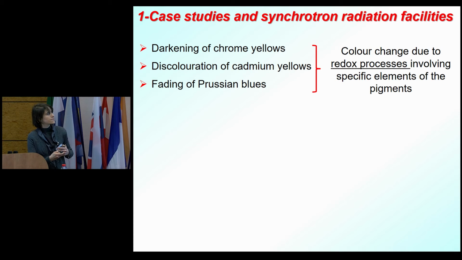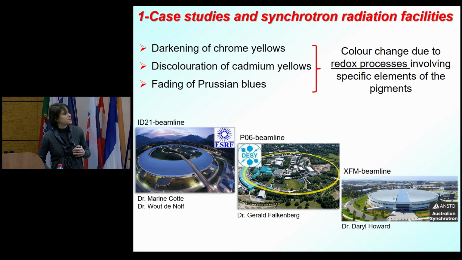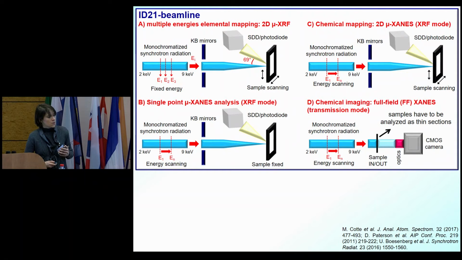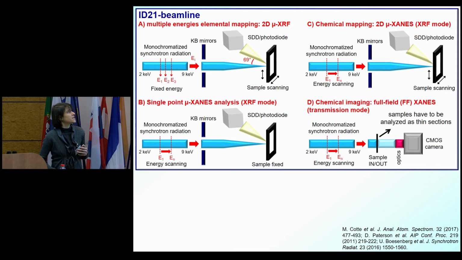Our results have been collected at three different synchrotron radiation facilities: ESRF, DESY, and the Australian Synchrotron. Regarding the experimental approaches that we have used, here you have an overview of the experimental setup that we have used at the ID21 beamline. Measurements have been performed in transmission mode by using a full-field XANES imaging setup.